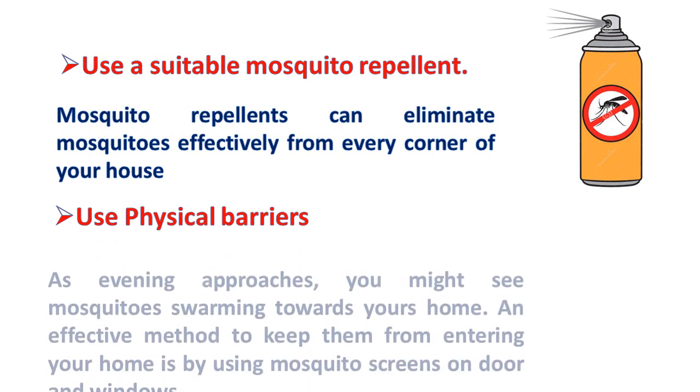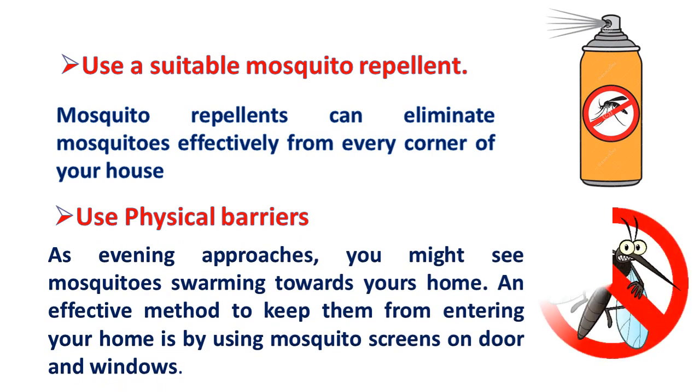Use physical barriers. As evening approaches, you might see mosquitoes swarming towards your home. An effective method to keep them from entering your home is by using mosquito screens on doors and windows. Last step is to use physical barriers to prevent mosquitoes by using mosquito screens on doors and windows.